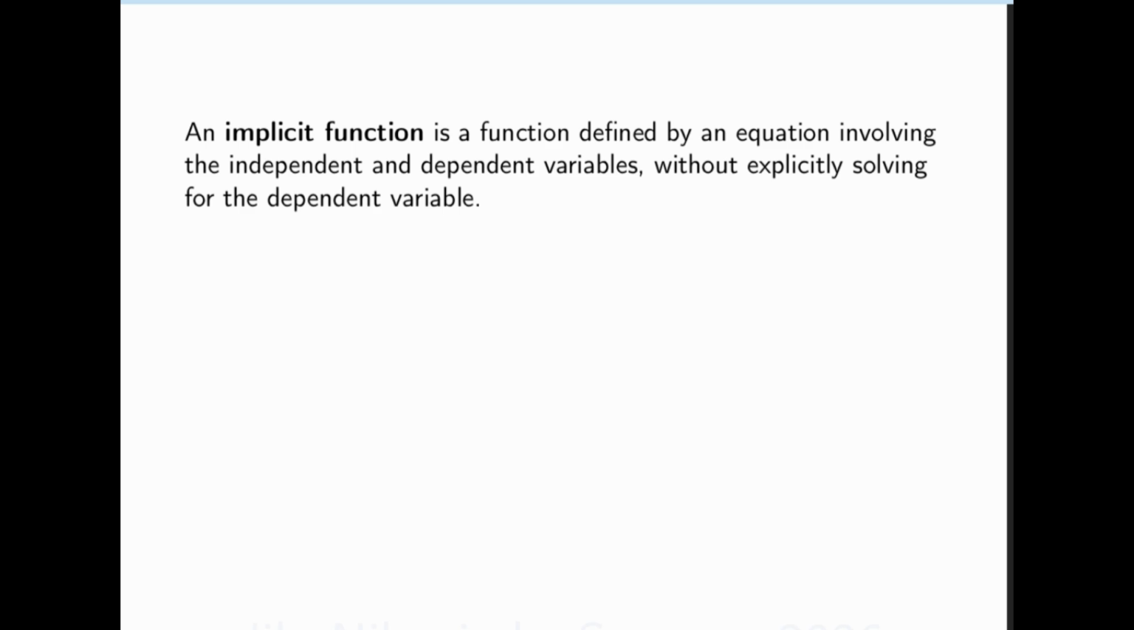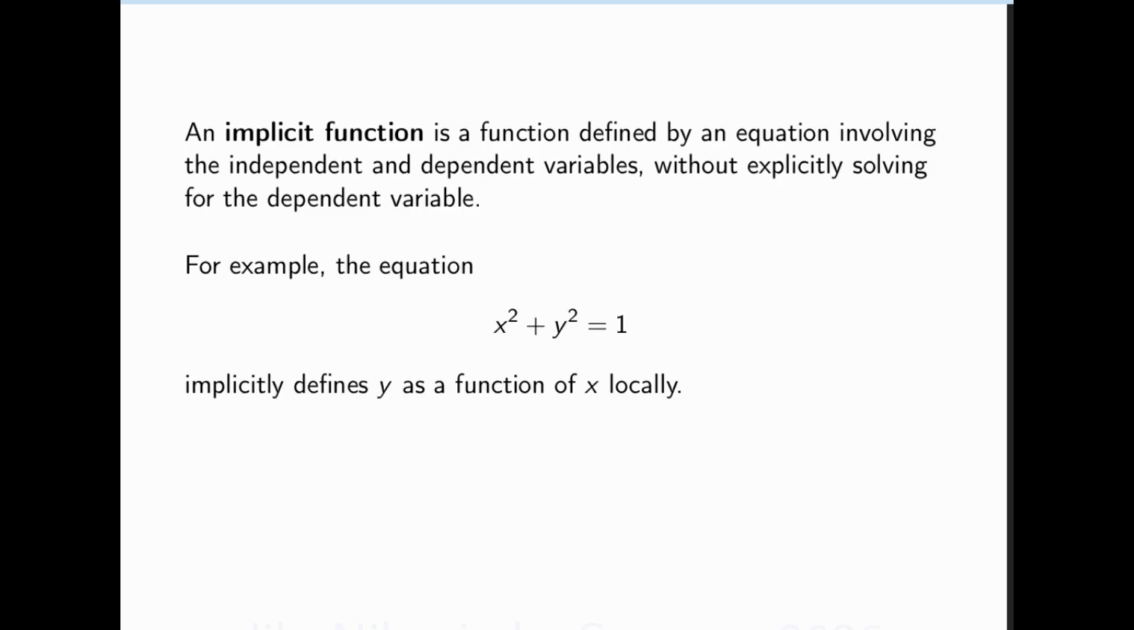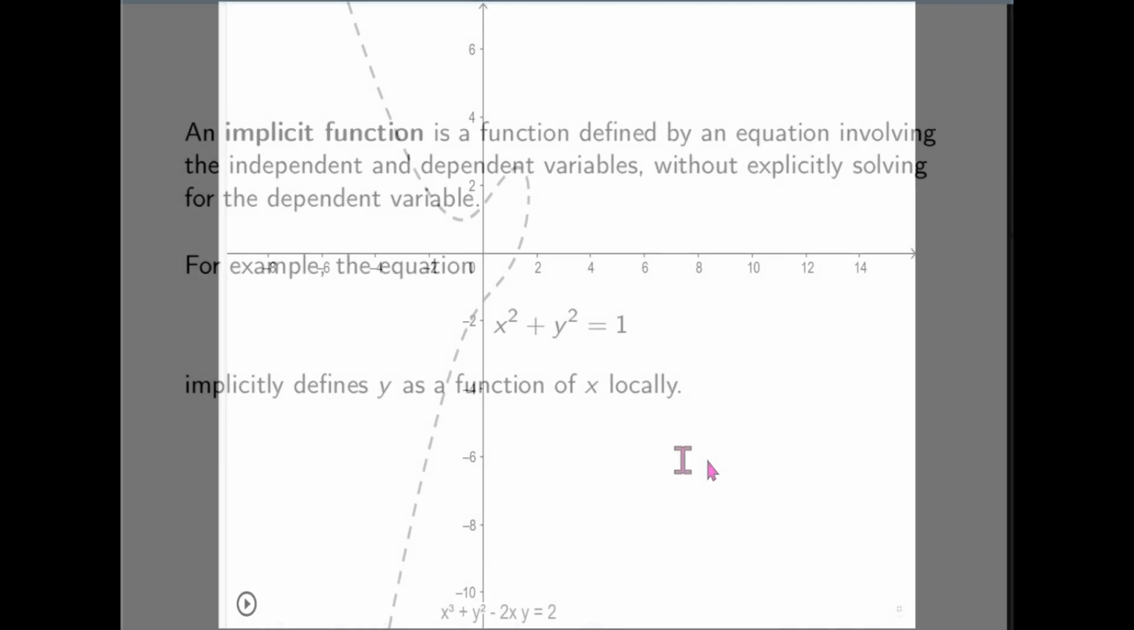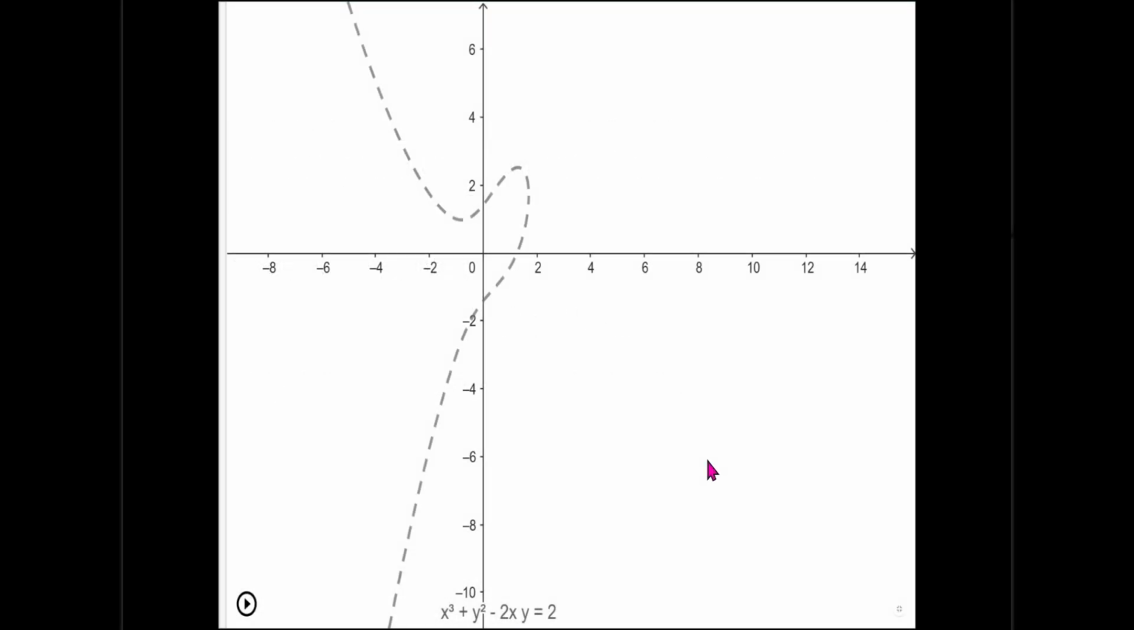An implicit function is a function defined by an equation involving the independent and dependent variables without explicitly solving for the dependent variable. For example, the equation of the unit circle x squared plus y squared equal to 1 implicitly defines y as a function of x locally. An implicit function can be plotted.